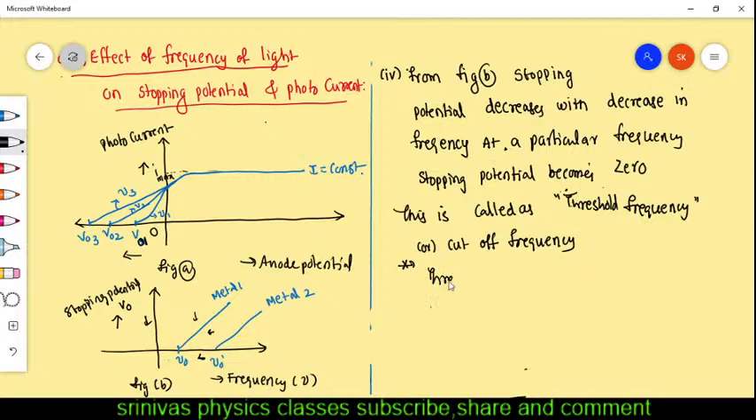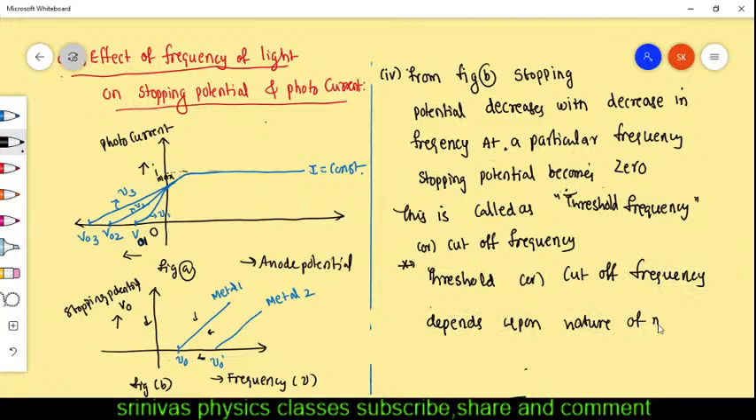This threshold or cutoff frequency depends upon the nature of the material. If you read the book and have doubts, then we can clarify later.